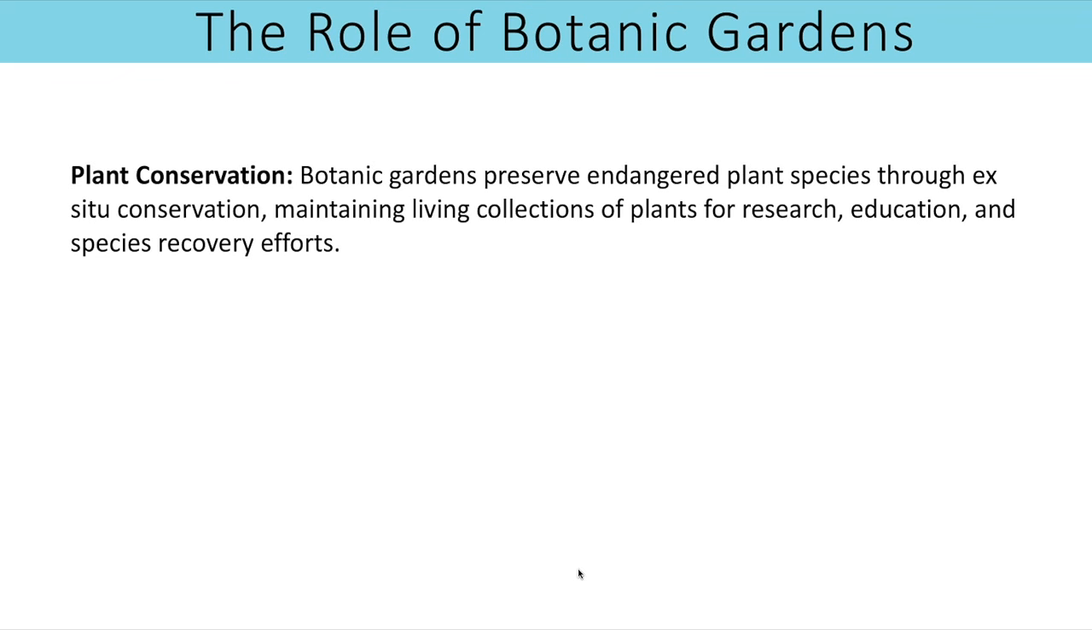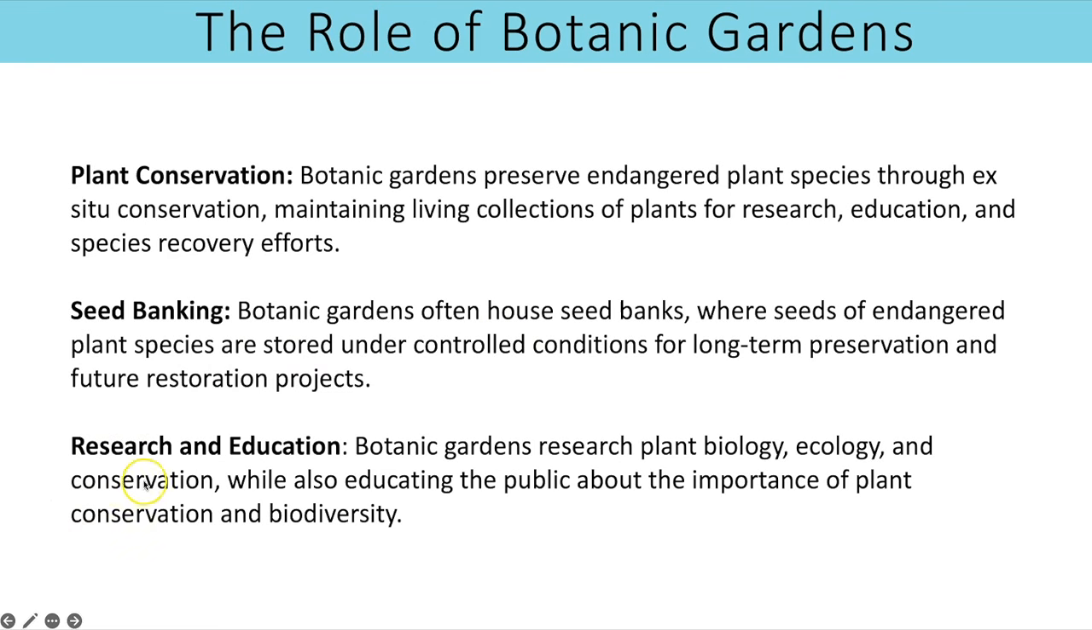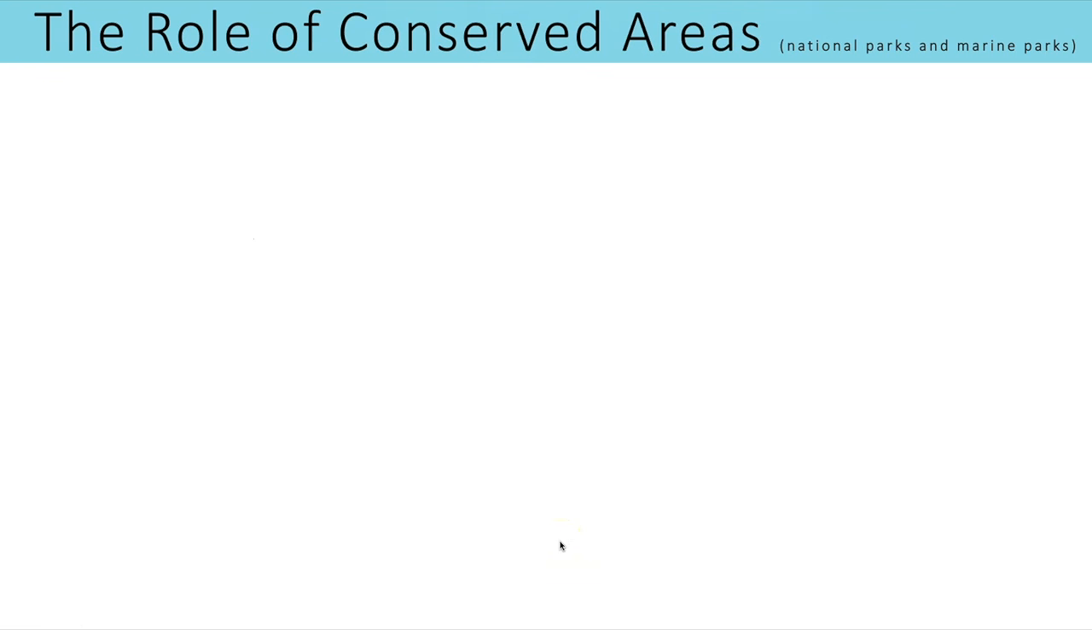We also have botanical gardens, and this helps with plant conservation. So botanic gardens preserve endangered plant species through ex situ conservation, maintaining living collections of plants for research, education, and species recovery efforts. Seed banks is when botanical gardens house seed banks, which is where seeds of endangered plant species are stored under controlled conditions for long-term preservation and future restoration projects. And then again as well, research and education is going to help educate the public about the importance of plant conservation and biodiversity.